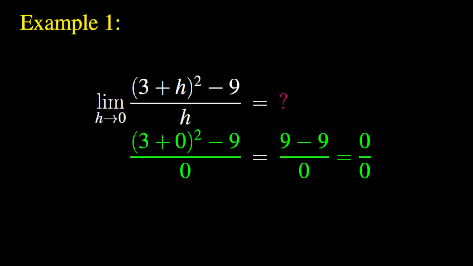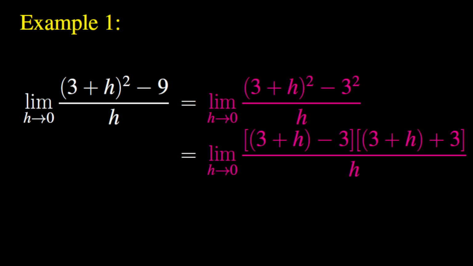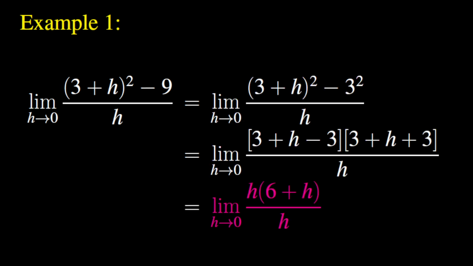In fact, since we have a polynomial on the numerator, we should factorize it. We notice that 9 equals 3 times 3. So on the numerator, we have a difference of squares. This can be factorized as the expression 3 plus h minus 3 times the expression 3 plus h plus 3. So we have the term 3 plus h minus 3 which is just h, and the term 3 plus h plus 3 which is 6 plus h. The expression becomes h times 6 plus h divided by h.